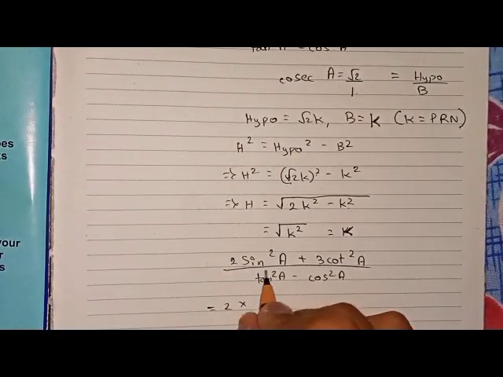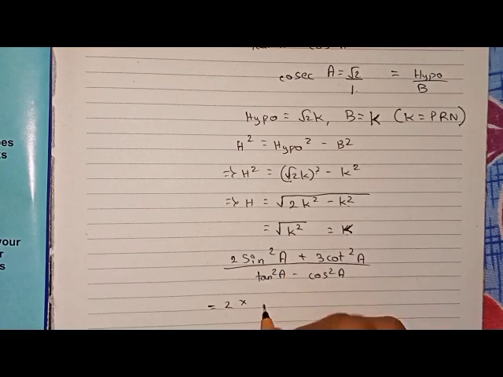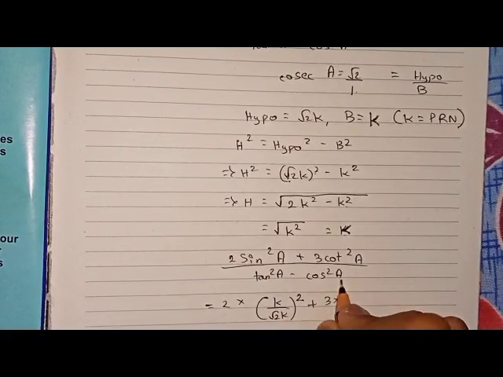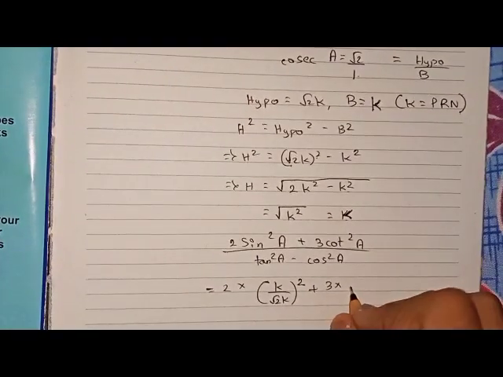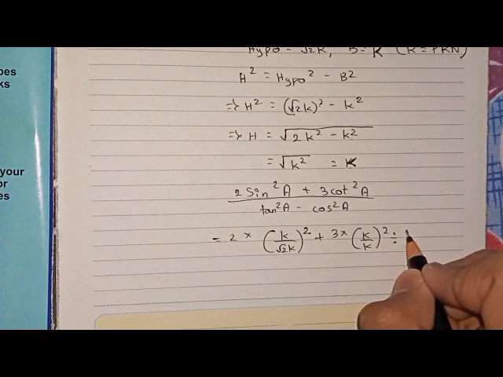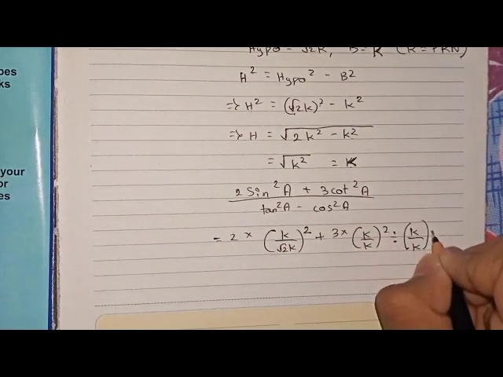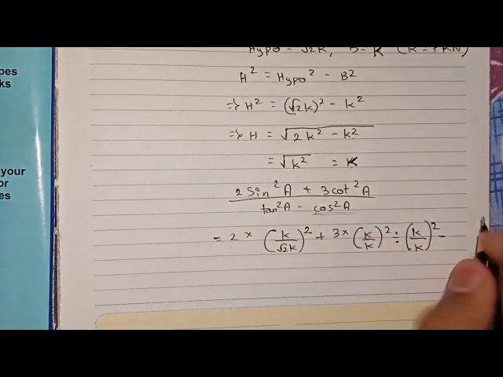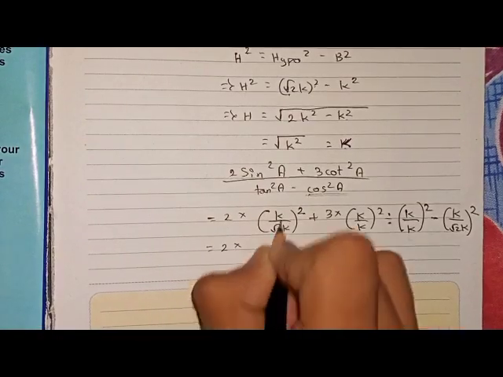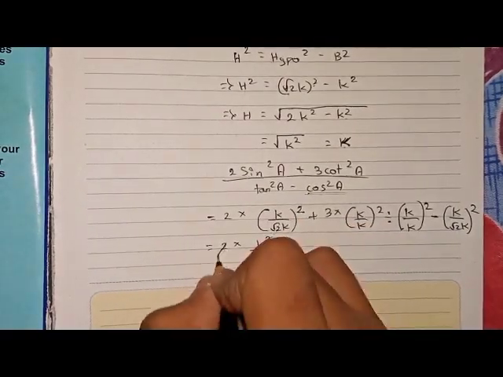So 2 into sin square A. Sin value is height by hypotenuse. Our height is only k and our hypotenuse is, sorry, root 2 k. So k by root 2 k whole square, as it is given square here, plus 3 into cot. Cot means base by height. Our base is only k and our height is also k. So k by k square, divided by tan square. Tan means, sorry, height by base. Both are k, so k square, minus cos square. Cos means base by hypotenuse. Base is k and hypotenuse is root 2 k. So square. So 2 multiplied by whole square, k square by root 2 to the power 2 k square. K square cut, 2 cut.